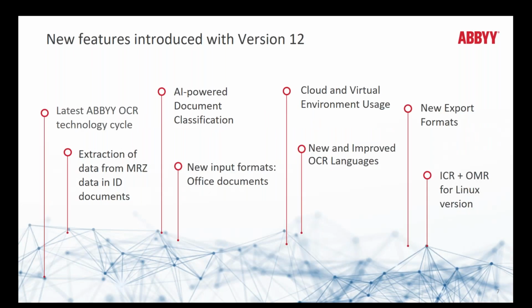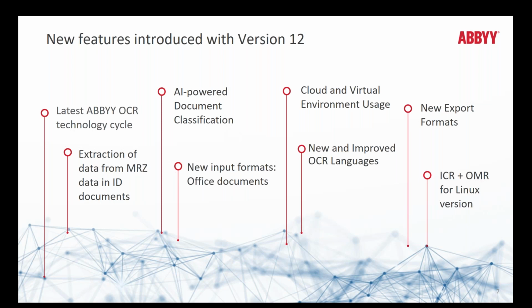And our product, FineReader Engine, is continuously improved and developed, and the current and latest major version on the market is version 12. It was introduced to the market last year in May. We added very many new features. Some of them I would like to highlight here, also very briefly. Engine was updated to the latest OCR technology cycle, which now uses several machine learning and artificial intelligence technologies and brings as a result higher recognition and layout reconstruction accuracy.